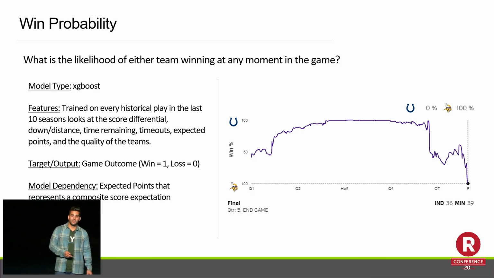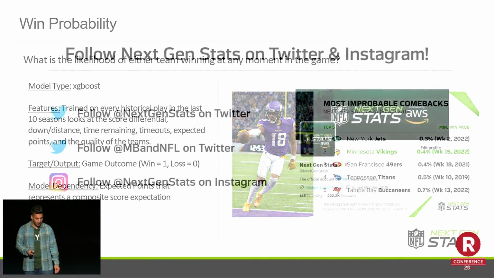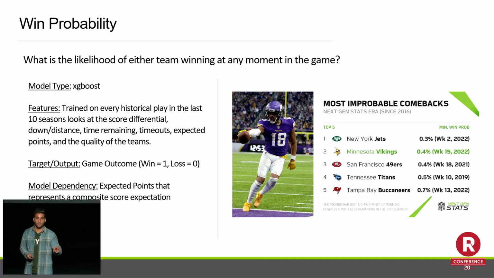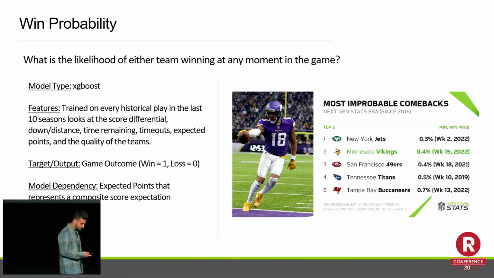On the right, you'll see an image of the Minnesota Vikings' historical comeback last season, where they were down 33 points in the second half and came back to win. Their win probability in that game got as low as 0.4%. It was the second lowest win probability comeback of any game in the Next Gen Stats era. So we're able to quantify the significance, the context behind these crazy comebacks.